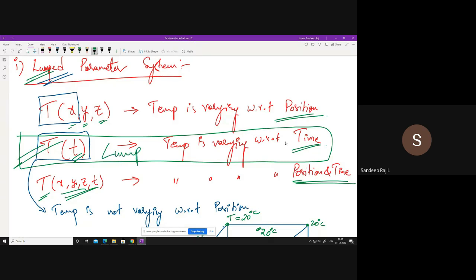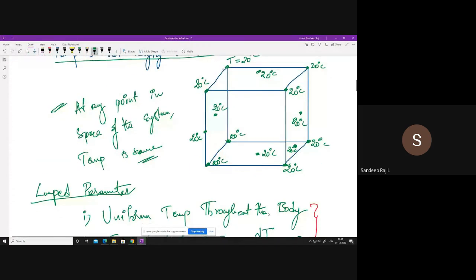Temperature is varying with respect to time only. It is not varying with respect to position. If I consider a body like this, the blue line that I have drawn here is the body. Whatever the position may be, X, Y or Z, the temperature is not varying with respect to the position. For a given time, the temperature is the same everywhere. It is 20 degrees centigrade throughout. So this you can call a lump.